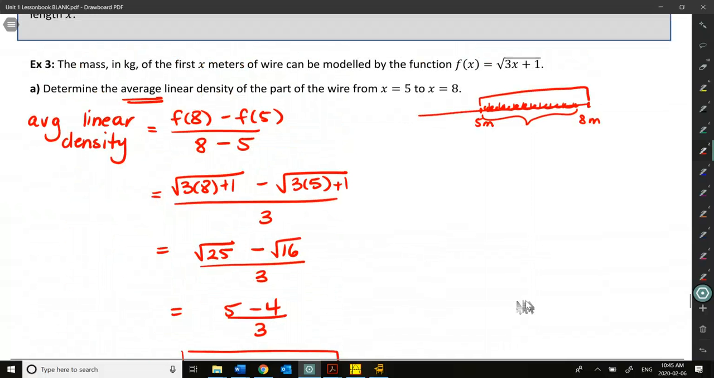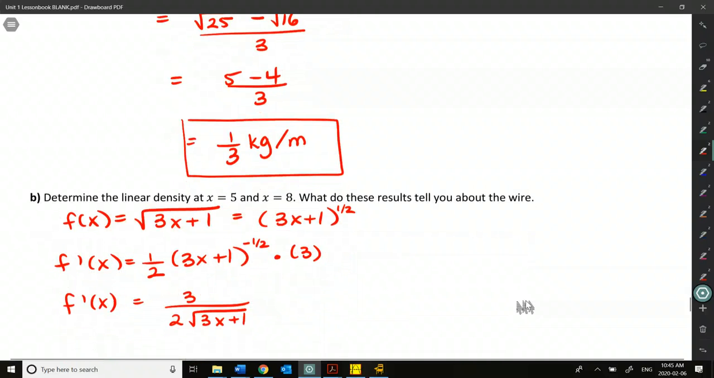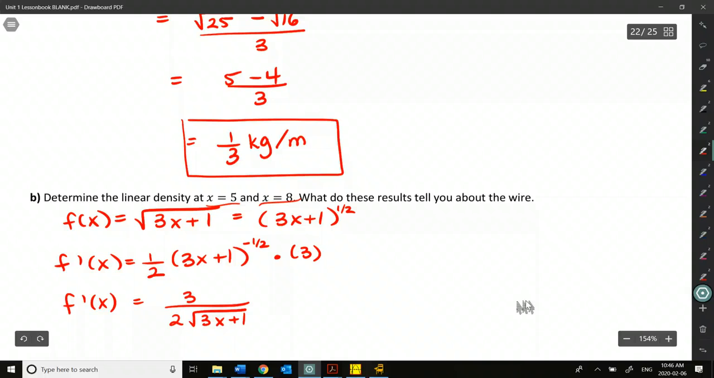So the difference between what we did in the first part is that we were looking for an average from 5 meters to 8 meters. Now we're looking at the exact linear density exactly at 5 meters and exactly at 8 meters. So I'm not interested in over the range what the average is. I want to know exactly at 5 meters what that linear density is.